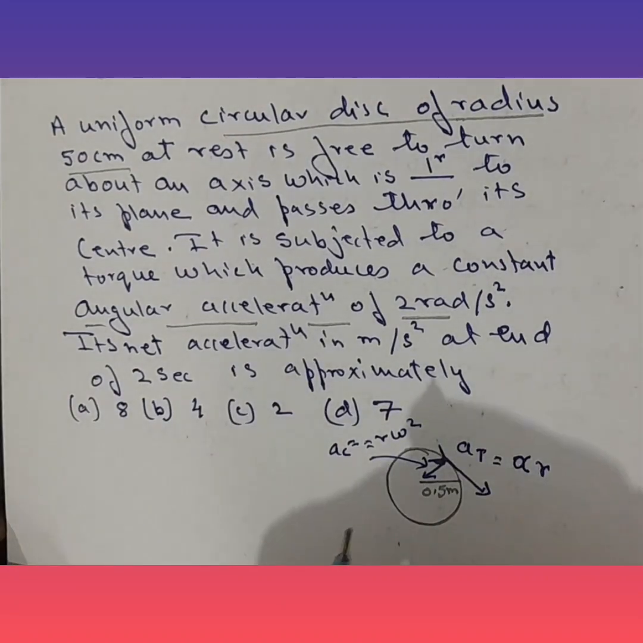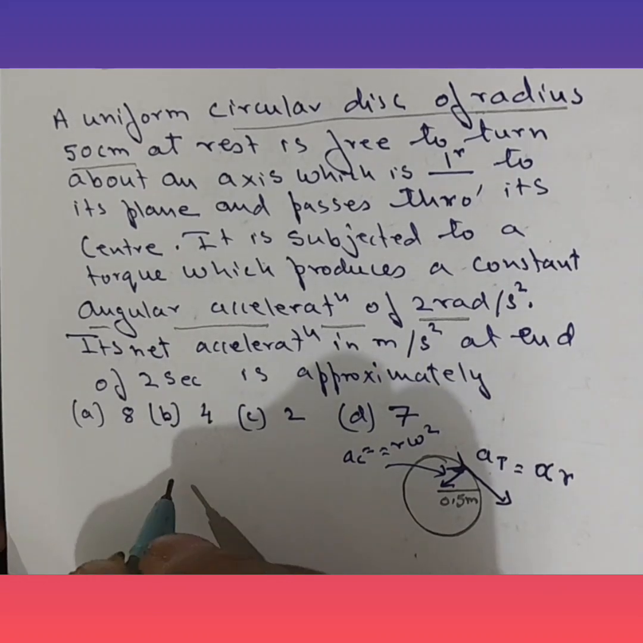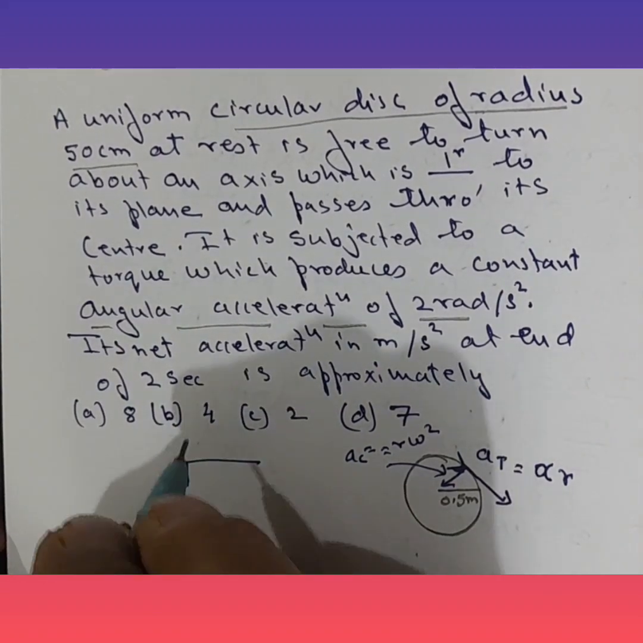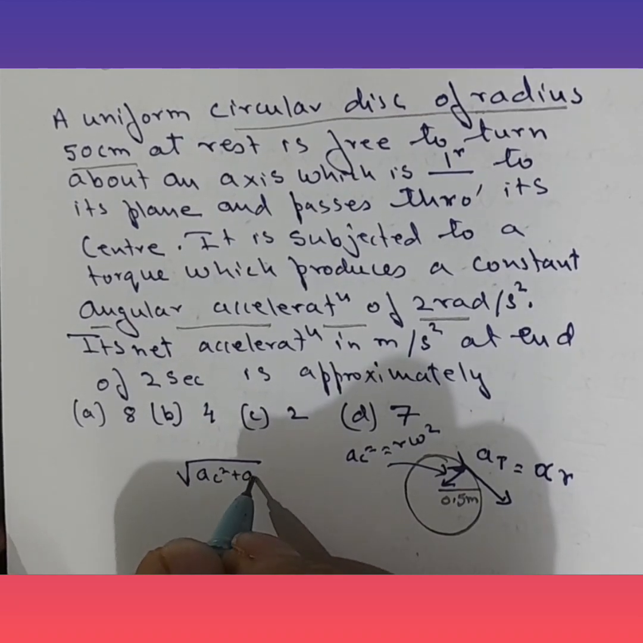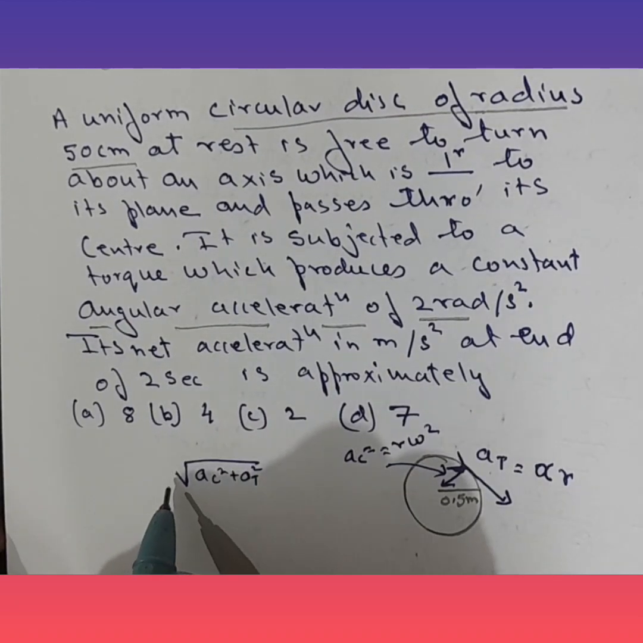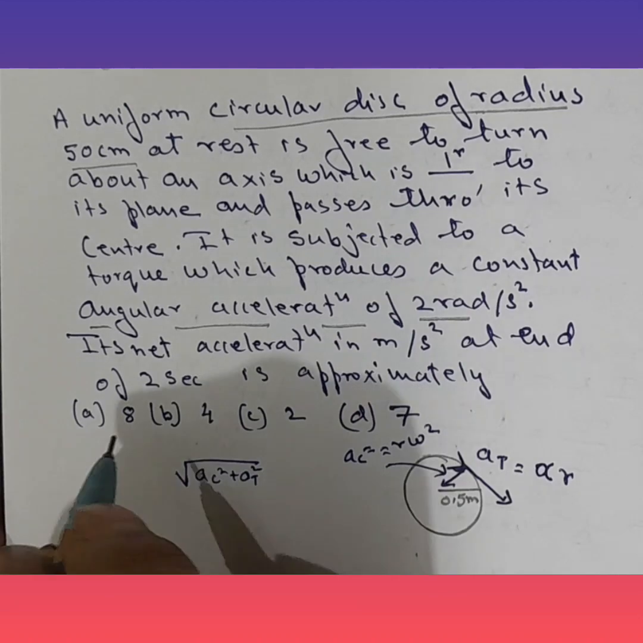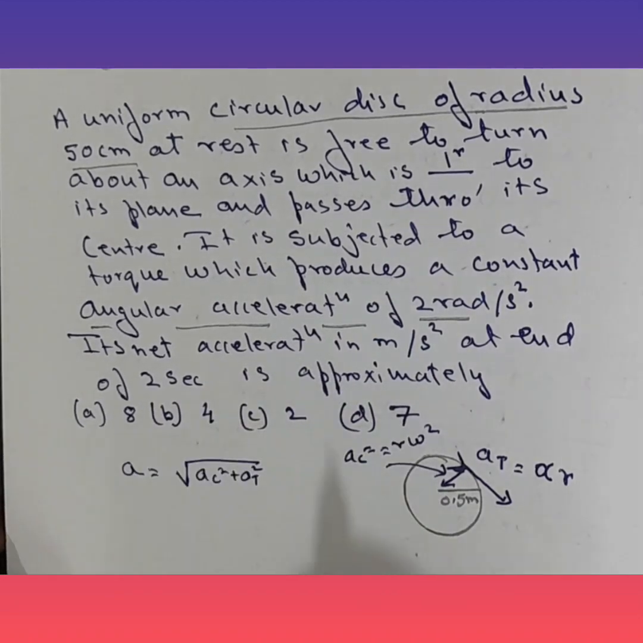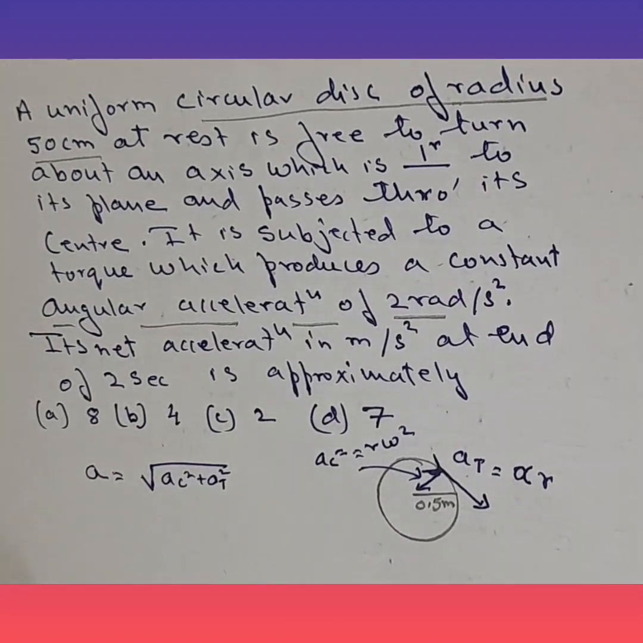These are the two, and the formula for actual acceleration would be root of AC square plus AT square. It would be root of the square of centripetal acceleration plus the square of tangential acceleration. That would be the actual acceleration. So these are the things that we should be aware of while tackling this numerical.